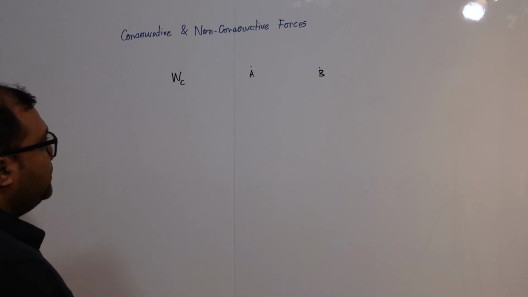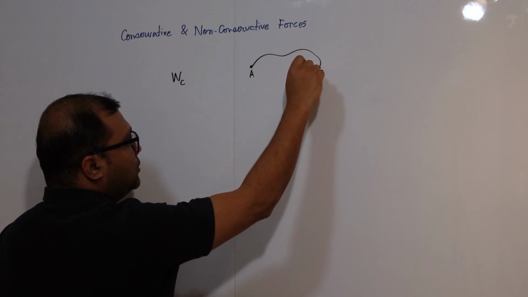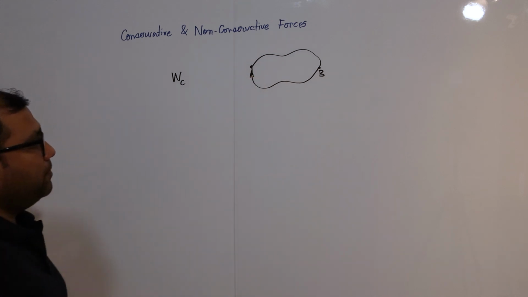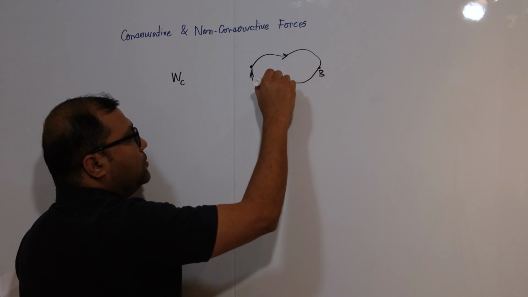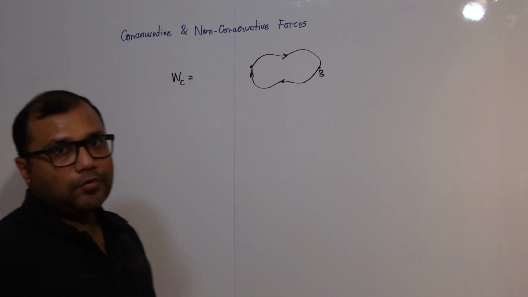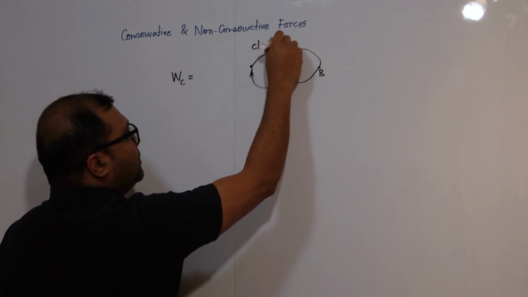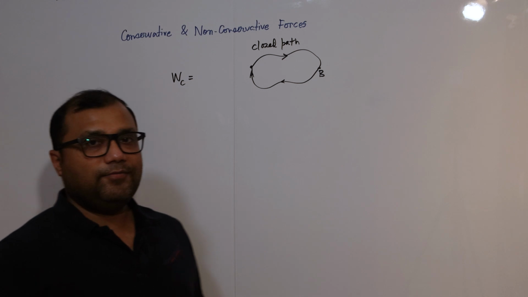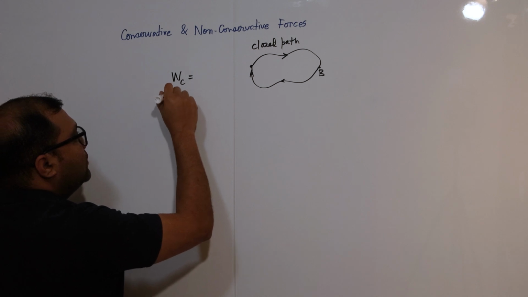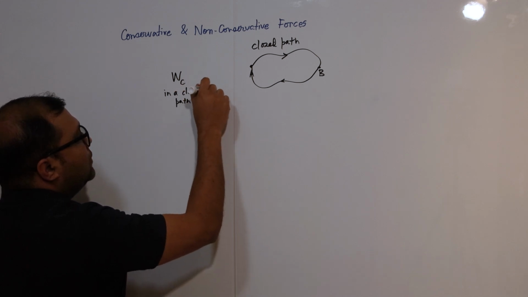Okay, what if a body displaces along some path to B, and then it again finds its way back to A, so that this is a closed path. Okay. What is the work done by a conservative force in a closed path? So in a closed path, the initial and final position is the same. So work done by a conservative force in a closed path is 0.